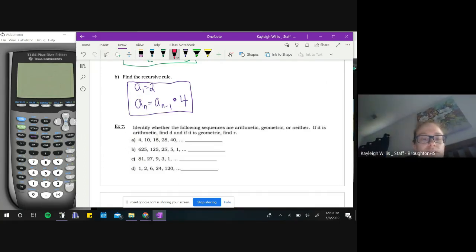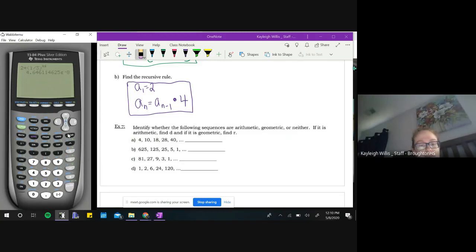Just like we were doing the second number divided by the first, if you're wanting to find if it's arithmetic, you do the second number minus the first. So 10 minus 4, 6. Yeah, looks like I'm adding 6. Well, if I added 6 here, unfortunately, I don't get 18. So it's definitely not arithmetic.